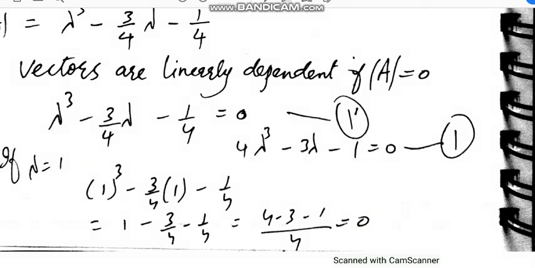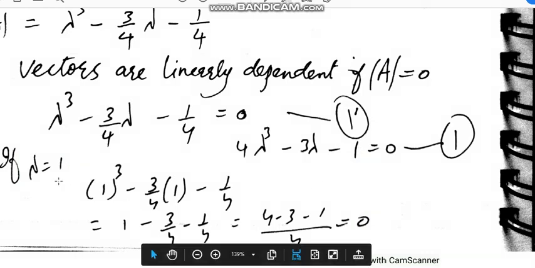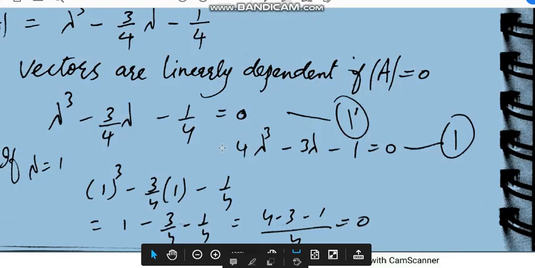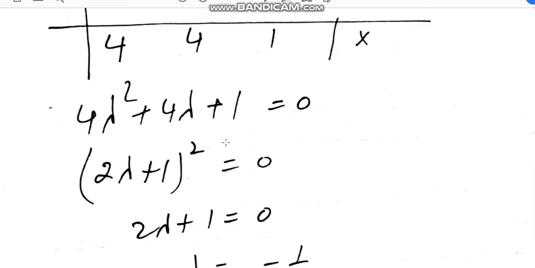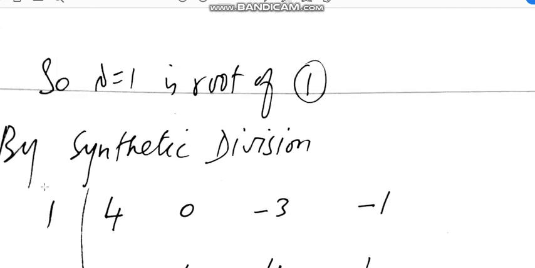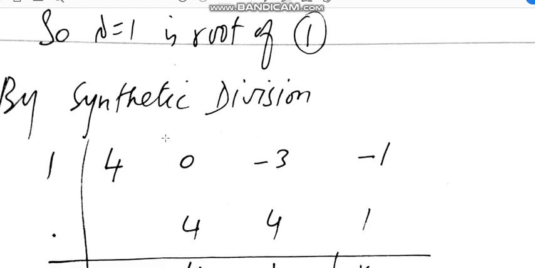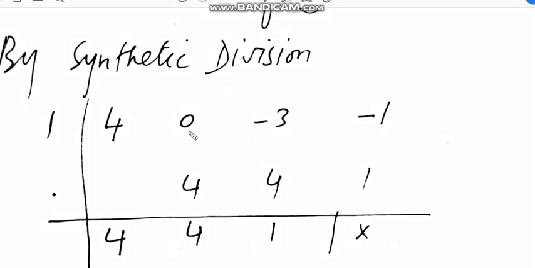Now we start with the synthetic division. Lambda equal to 1 is our starting root. Here we have started the synthetic division. This is lambda equal to 1, a root of equation 1. I have started with this root, lambda equal to 1. 1 comes here. Now 4 is the coefficient of lambda cube, 0 is the coefficient of lambda square, minus 3 is the coefficient of lambda, and minus 1 is the constant term. Now we drop 4 as it is. Then 4 will be multiplied by 1, that gives 4. Then their sum will be equal to 4.